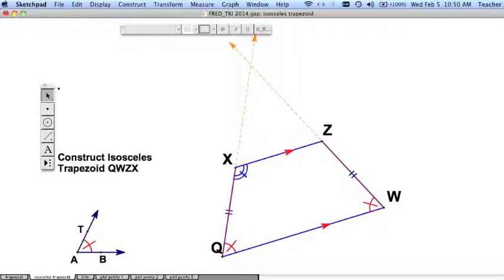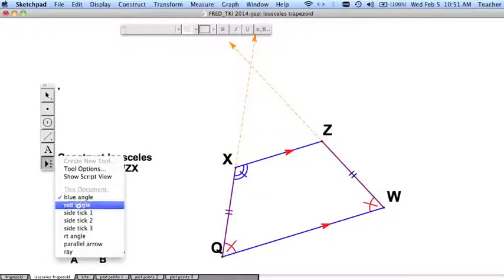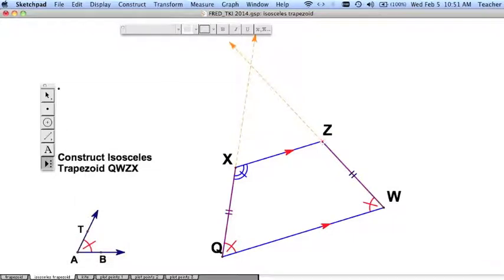So, if this blue angle is supplementary to this red angle, and I've got a red angle here, what color angle goes here? Blue. Because they... Guys, supplements of congruent angles are congruent. Look at that. Chapter 2 coming back right at you.